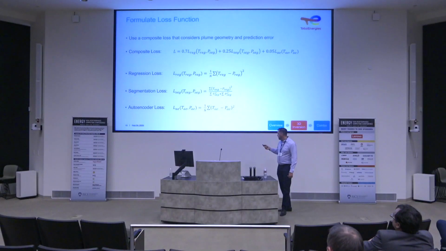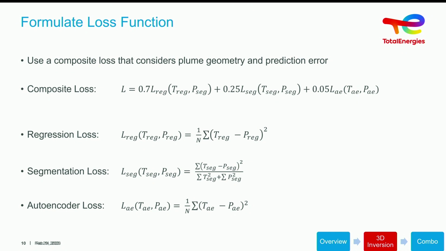And then for the autoencoder branch, we'll again use the same mean squared error metric, but this time we'll be comparing the reconstructed input to the true input. And then finally, our total loss function is going to be a weighted combination of these 3 losses, where we apply a weight of 0.7 to our regression loss, 0.25 to our segmentation loss, and 0.05 to our autoencoder loss. You might be thinking, oh, why these numbers? Well, we did a partial grid search during early experiments and found these particular numbers to be optimal.